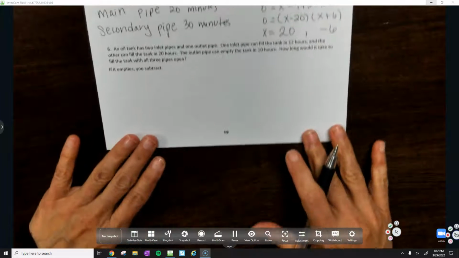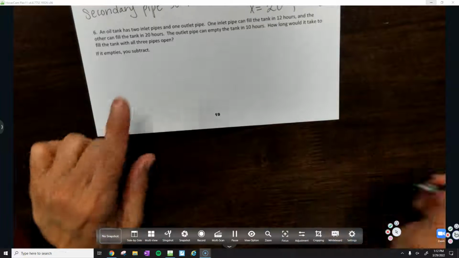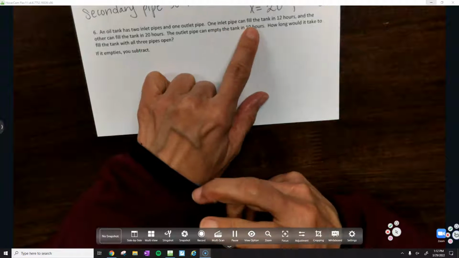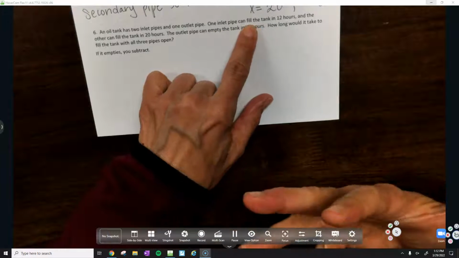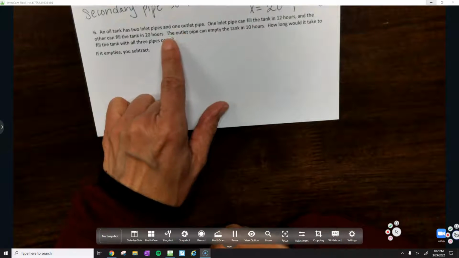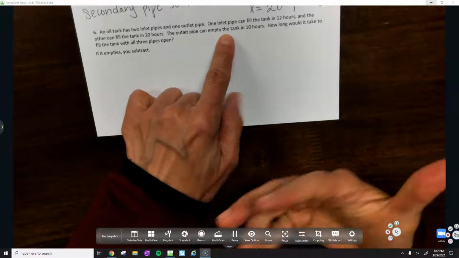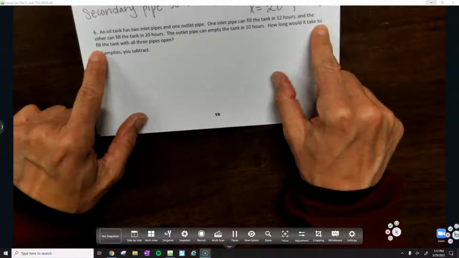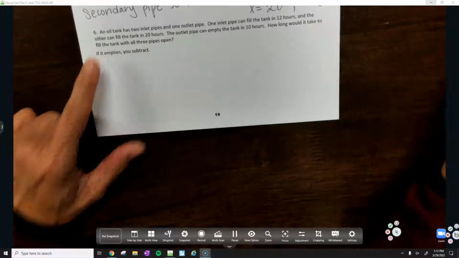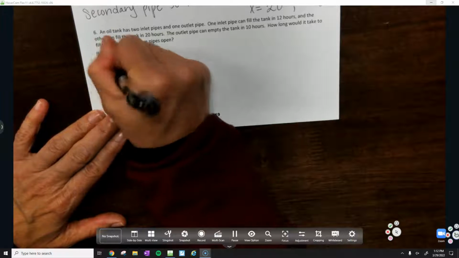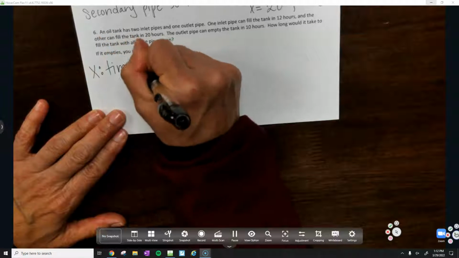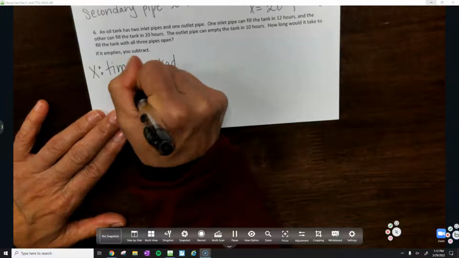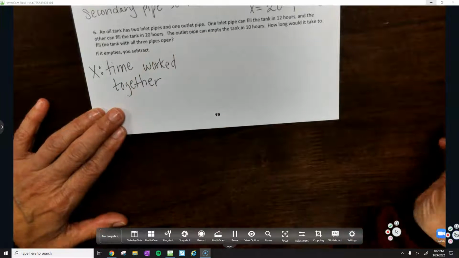Looking at the very last one, there are 3 things happening. 2 inlet pipes where the oil is pumping into the tank, and then 1 outlet pipe where the oil is emptying away from the tank. The question asks how long it will take to fill with all 3 pipes open. So X is going to represent time worked together when all of the pipes are open and functioning.